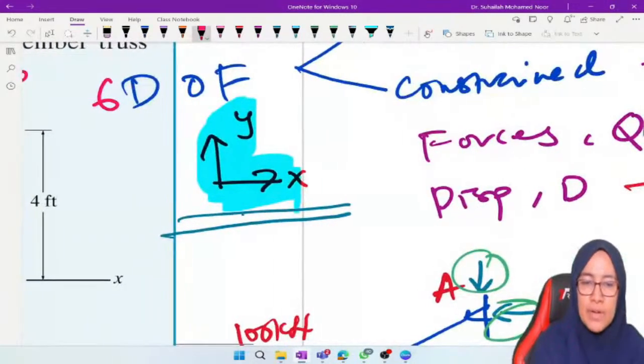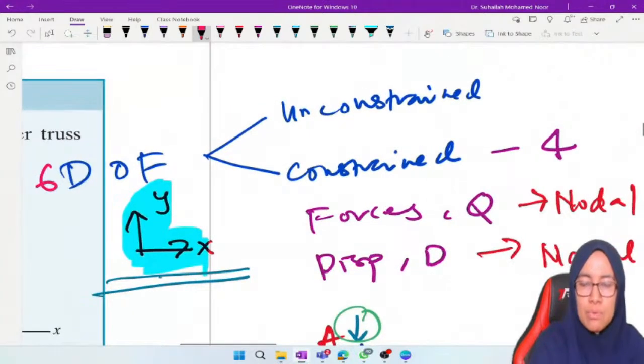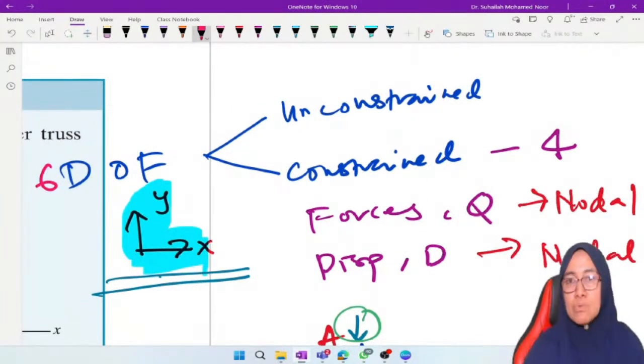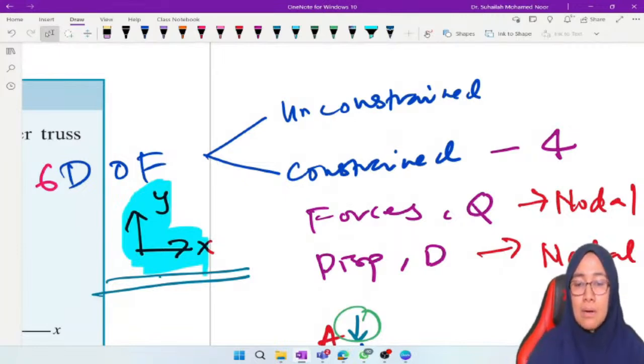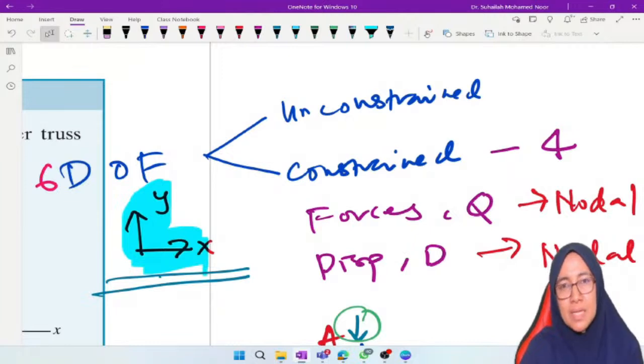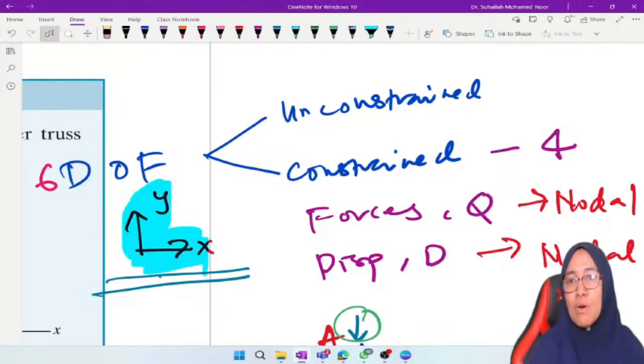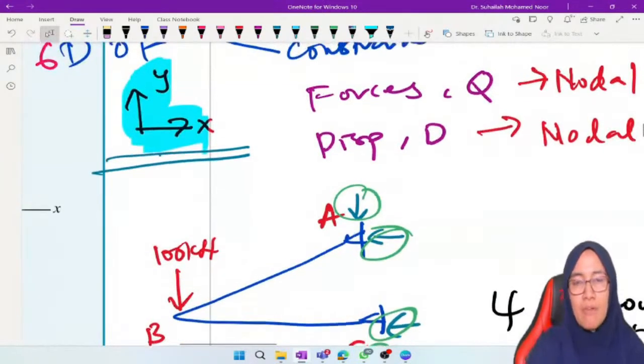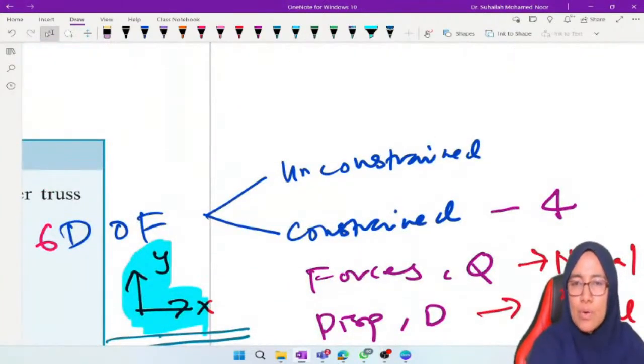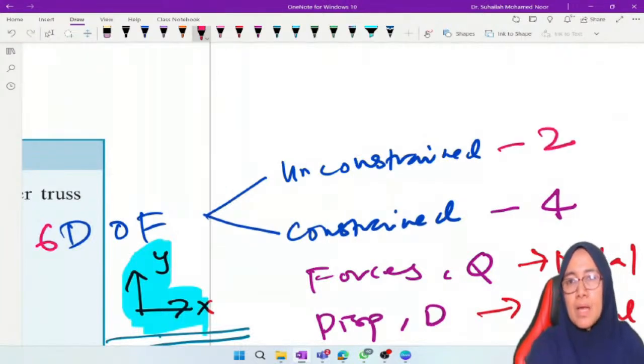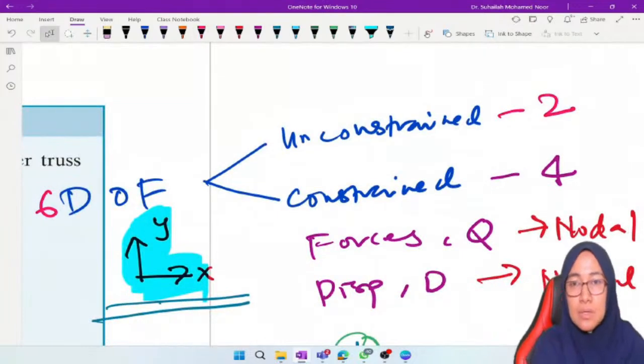And these 6 degrees of freedom, we have to divide into unconstrained and constrained. However, we will normally identify the number of degrees of freedom in the constrained system first, because constraint refers to support. So we can identify the number of unknown reactions, right? The number of unknown reactions means the number of degrees of freedom in the constrained system. Looking into this, there are 4, which means 4 DOF in the constrained system. So the remaining is 2. In total there are 6: 2 in unconstrained, 4 in constrained.